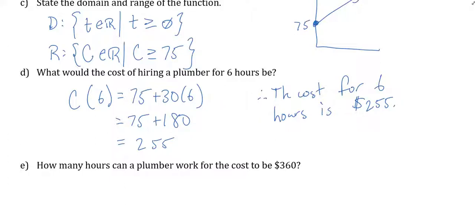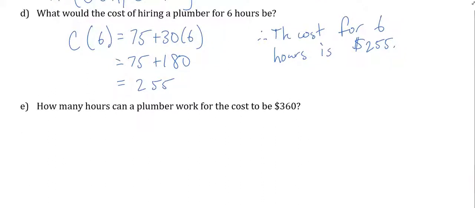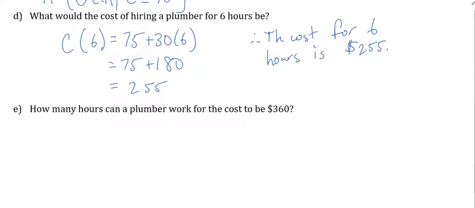How many hours can a plumber work for the cost to be $360? I suppose a customer could say, the most I can pay you is $360. That's all I have in my account right now. So work until that runs out and then you have to be done. If it's not fixed, it's not fixed. I suppose that could happen, right? So how do we do this? This means the cost is $360. So that's $360 equals, so I'm subbing in on the other side.